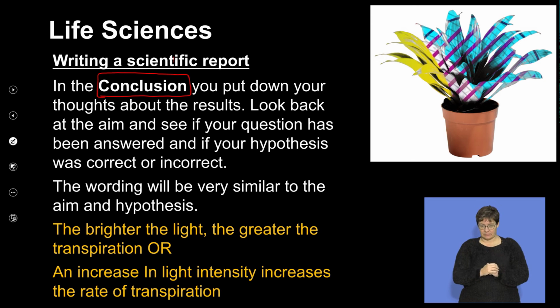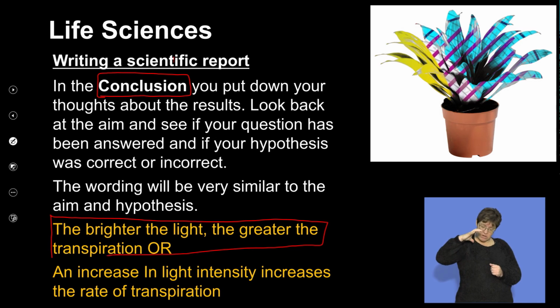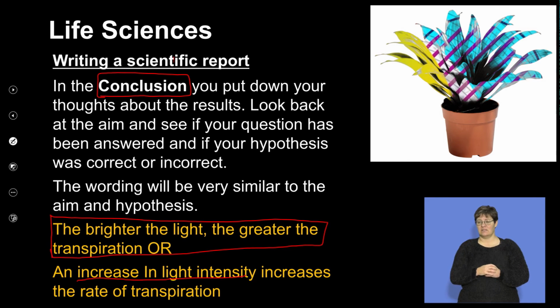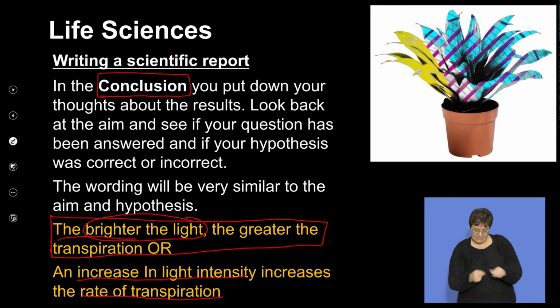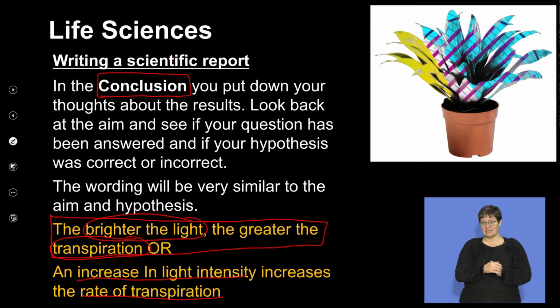The boys' conclusion could be: the brighter the light, the greater the transpiration. Or it could be expressed in a different way as an increase in light intensity, which is the same as saying the brighter the light, and the rate of transpiration, which is the same as saying the amount of water lost. Both of these, though expressed differently, would be perfect conclusions because they mention the independent variable, the dependent variable, and the relationship word.